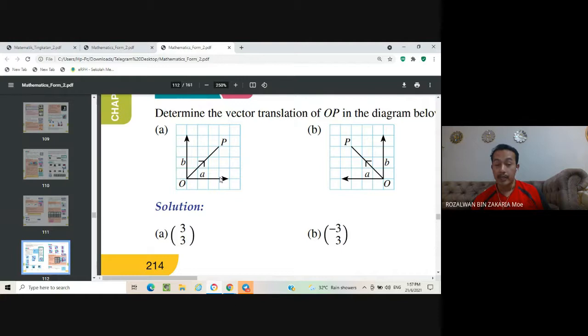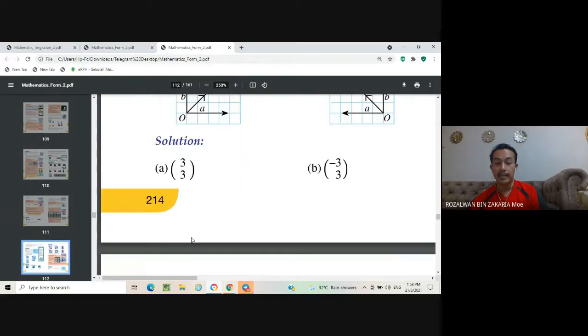That means positive 3. So you put in the bracket 3. Then after that, it moves upward 3 units. 1, 2, 3. That means it moves parallel to the y-axis, upward 3 units. So that means positive 3. So the answer for this one, put the bracket here, 3, 3. Okay, close bracket. That's the answer for A.